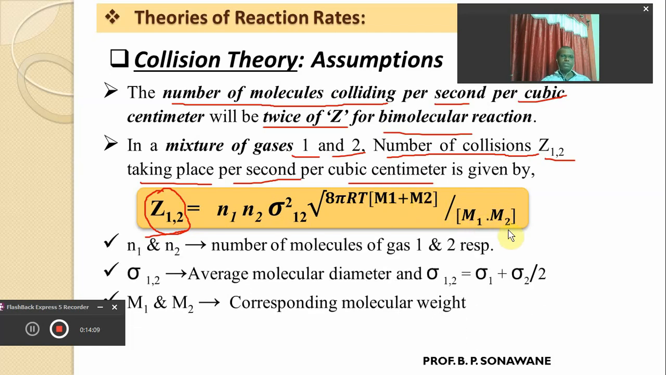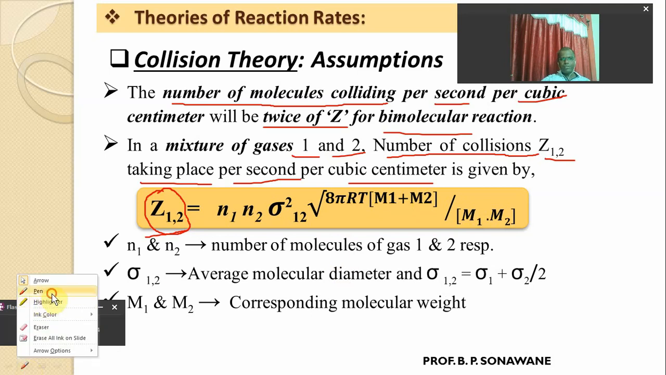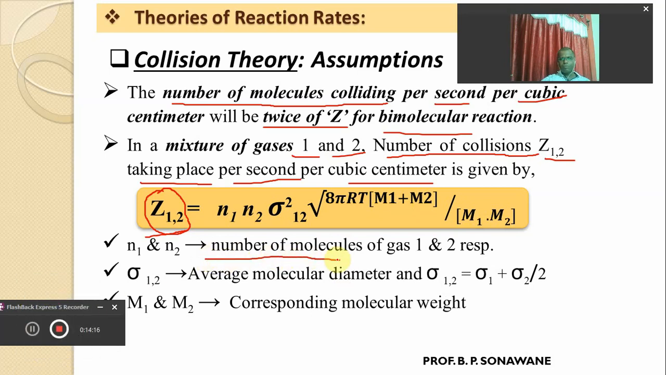What are the meanings of all these? Here n1 and n2 indicate the number of molecules of the two gases, gas 1 and gas 2, in the gas mixture in which the chemical reaction is going to take place due to the collision between them. So n1 and n2 indicate the number of molecules of gas 1 and gas 2 respectively.